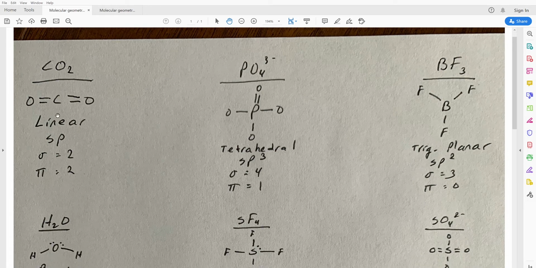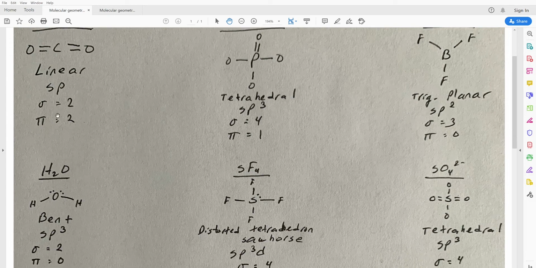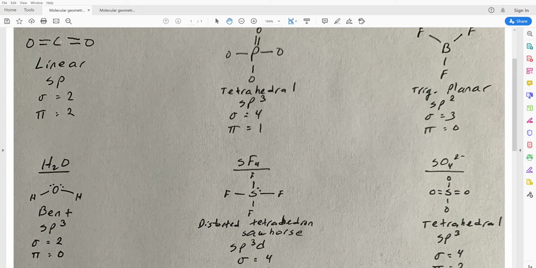Notice though that when we look at carbon dioxide and water, they both look very similar. We have a central atom with two things attached. A central atom with two things attached. When I say things, I'm talking about bonded atoms. The difference here is that water has these additional lone pairs on that oxygen. And so this changes the molecular geometry. Linear for carbon dioxide, bent for the water.